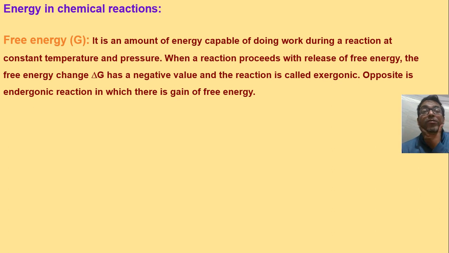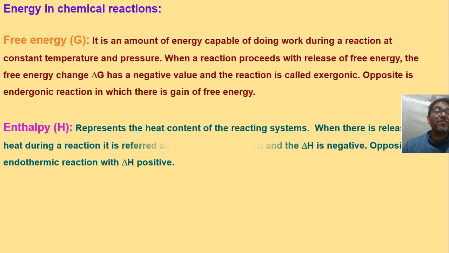So here we should know the energy of the chemical reactions, because the second law of thermodynamics is basically an amount of energy capable of doing work, that is the free energy during a reaction at constant temperature and pressure. When a reaction proceeds with release of free energy, the free energy change del G has a negative value, and the reaction is called exergonic. So exergonic is the opposite of endergonic, meaning in this case the energy is coming out, and that's why it is called the free energy.